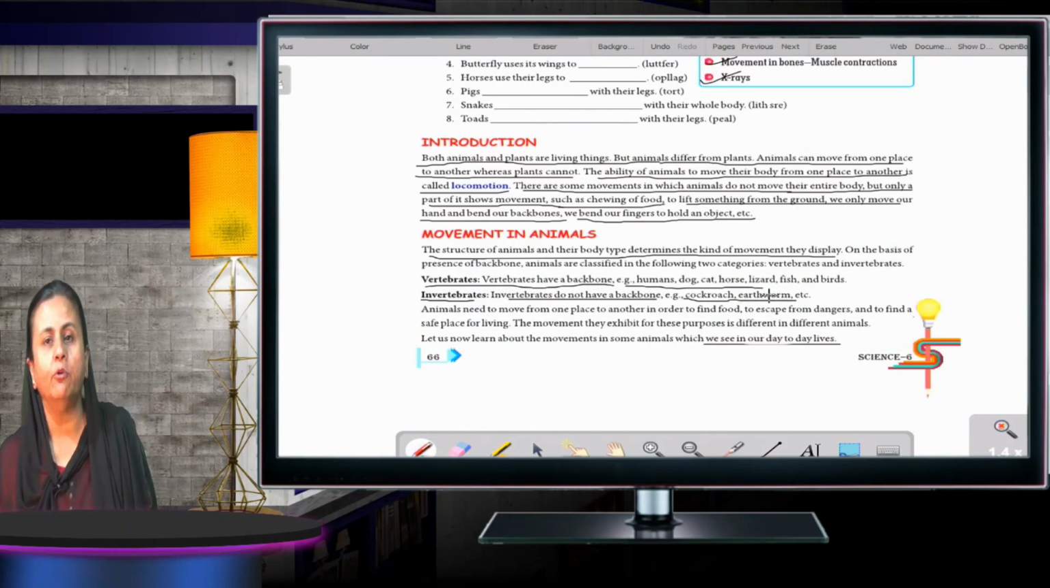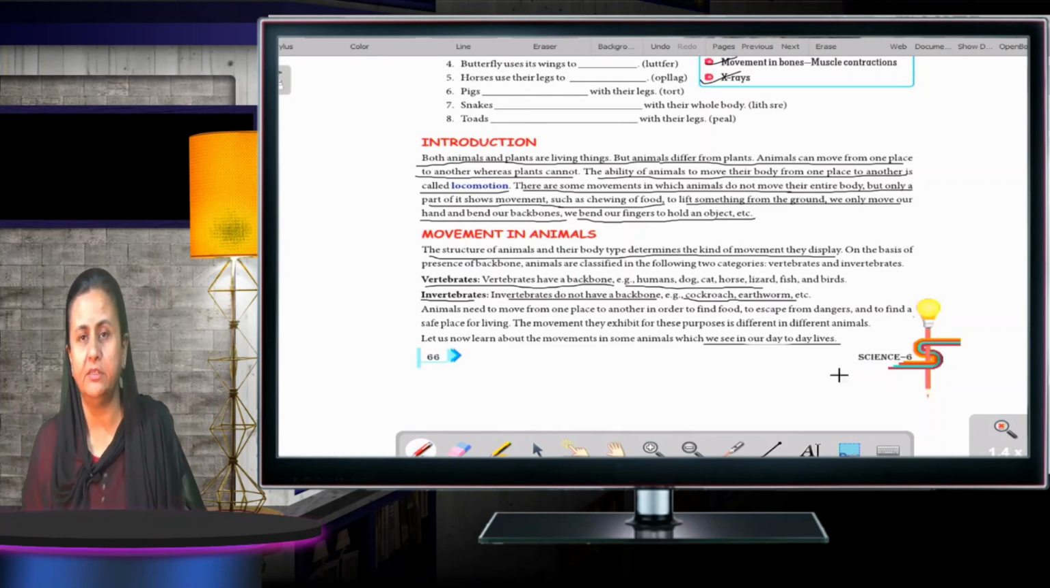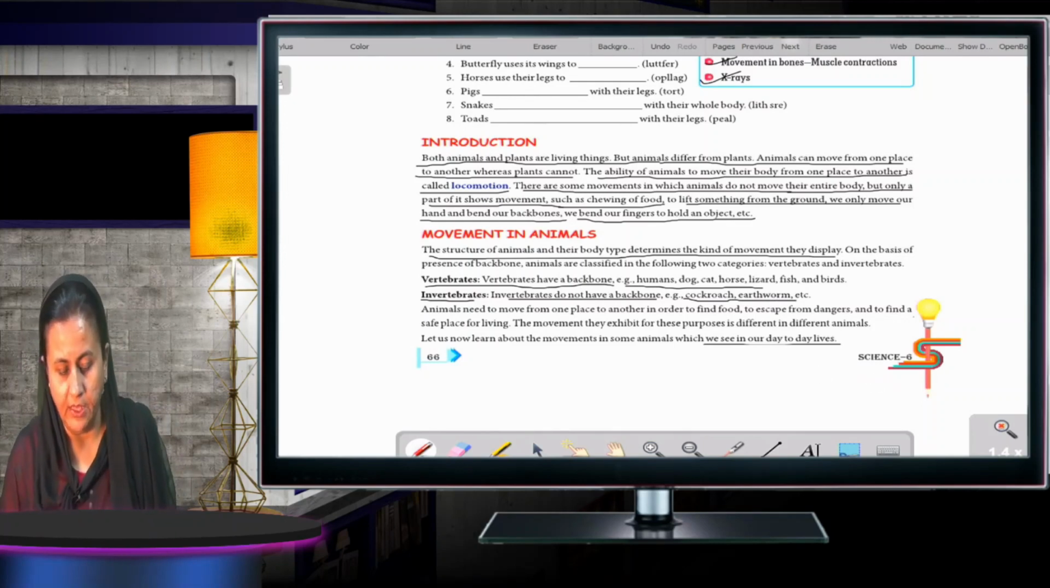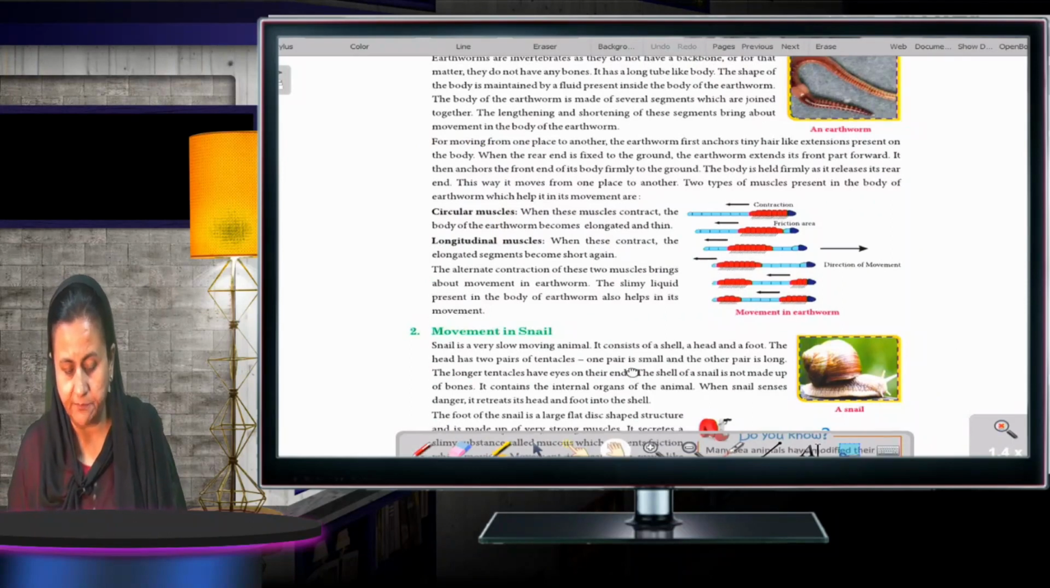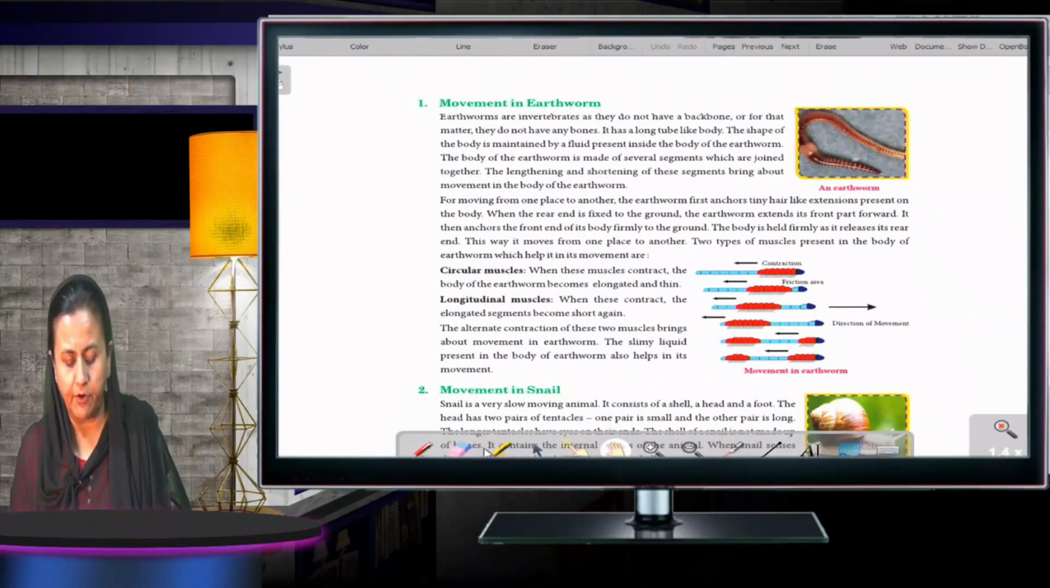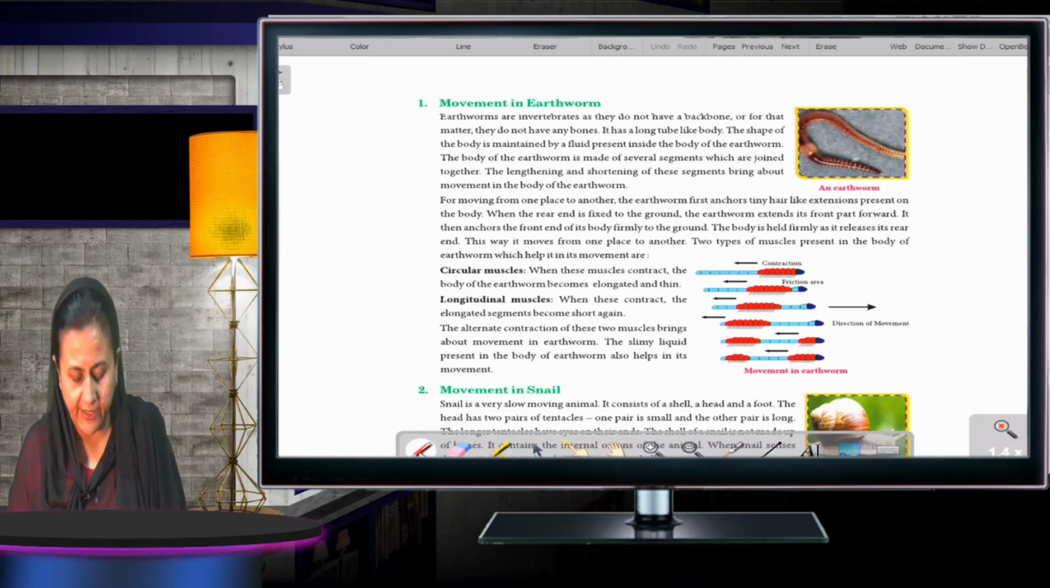Okay, now I am going to tell you about different movements in different animals, how do they move. The first one we will start with is movement in earthworms. Children, what is an earthworm? Earthworm is an animal which does not have a backbone. Then how does it move? Okay, now let's start. Earthworms are invertebrates, that is they do not have any backbone, or for that matter they do not have any bones.